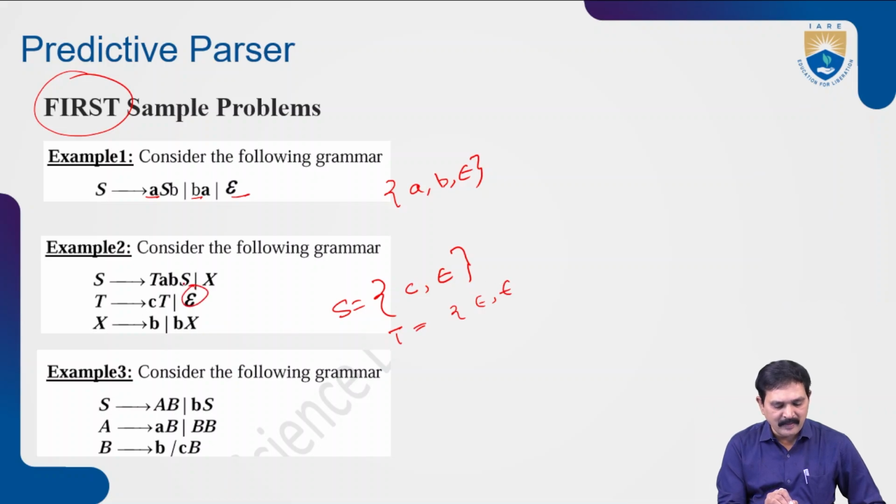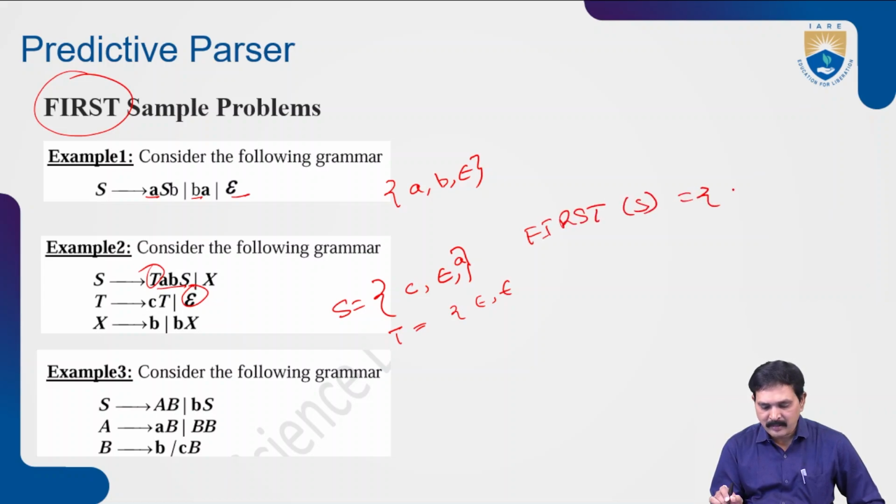By substituting this null value here, what you are getting is a, b and S also. In that case you can add small a value also. So first of S, you may get the values a, c and null. Like that you try to find the first values for the non-terminals S, T and X. Similarly you go for first of S, which is nothing but first of A, which is small a, and first of B, what is the first of B? It is b and c.